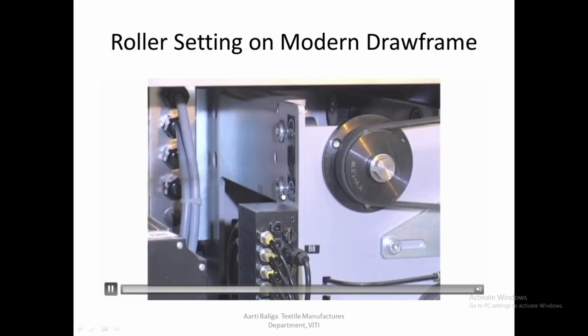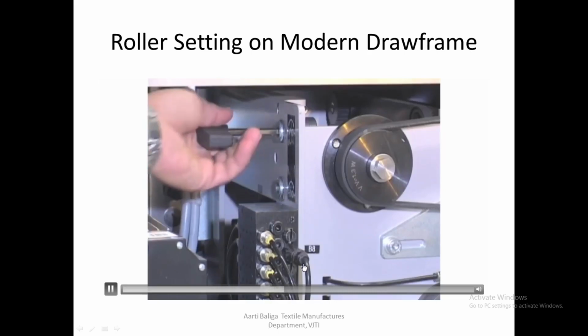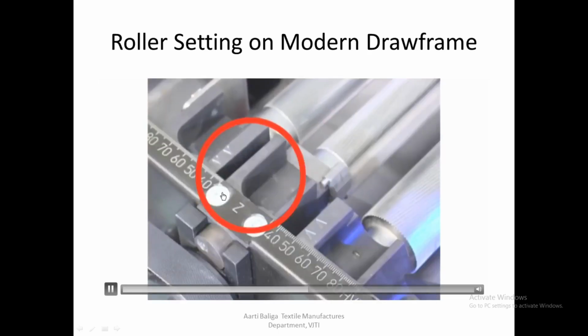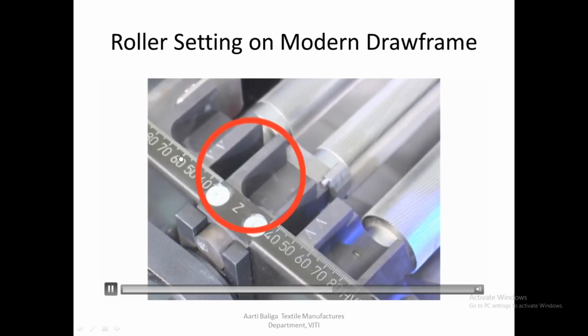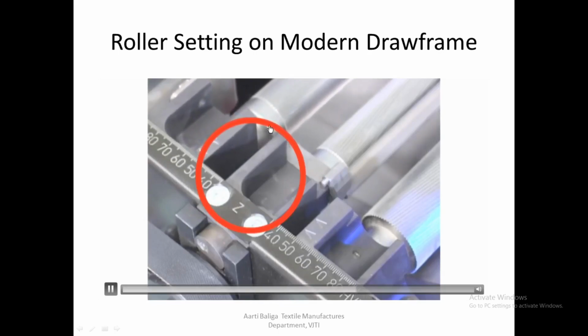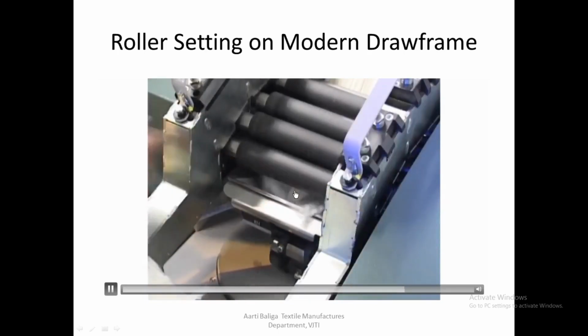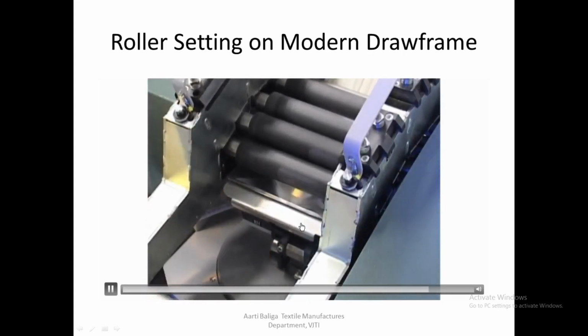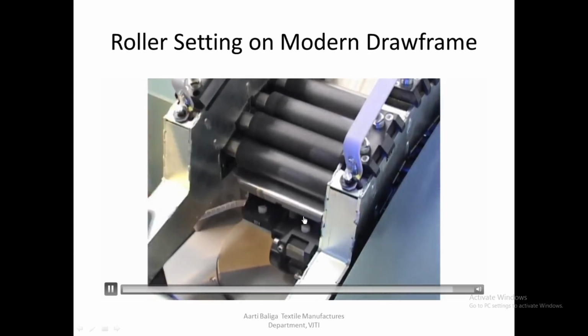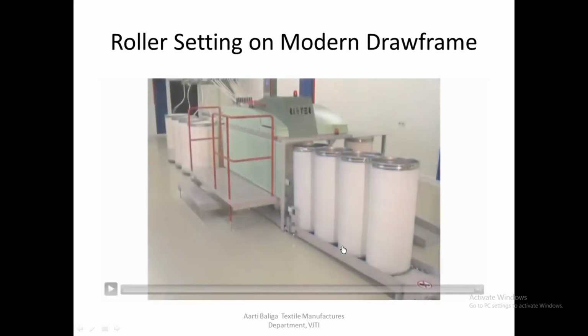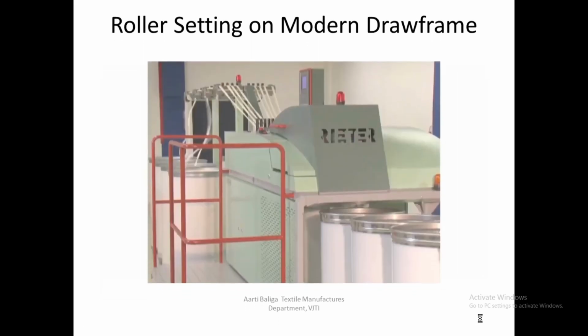Easily turning the screw, and is able to set the distance. There is a scale also over here which tells you how much distance you are maintaining between any pair of rollers. So on a modern draw frame, it is as simple as just what we've just seen.